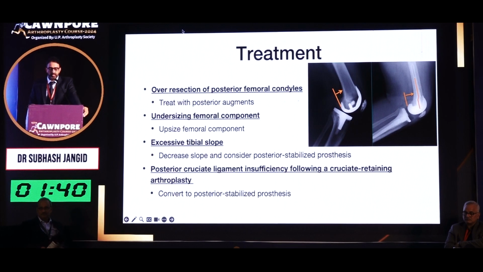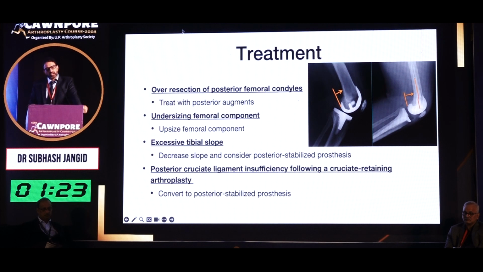Now, treatment: the posterior condylar offset is very, very important. As you can see here in this X-ray, the posterior condylar offset was not restored. That's why the knee is subluxing posteriorly, causing flexion instability. You have to revise them and put a proper size femoral component so that the posterior offset is maintained.